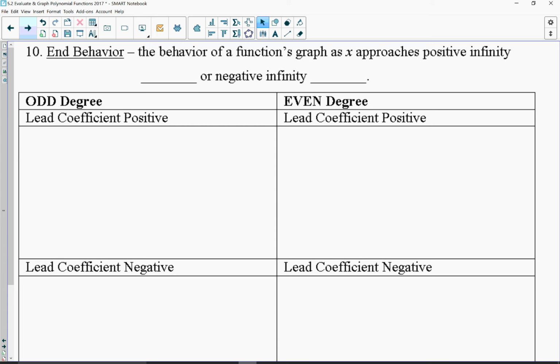Okay, now talking about end behavior when it comes to polynomial functions. End behavior looks at what the graph is doing as the x value approaches positive infinity, which is written like this, or negative infinity, which is written this way, so you don't have to write out the words. So we have to remember a little bit about some of the graphs we looked at earlier. Odd degree versus even degree, that's really the biggest thing.